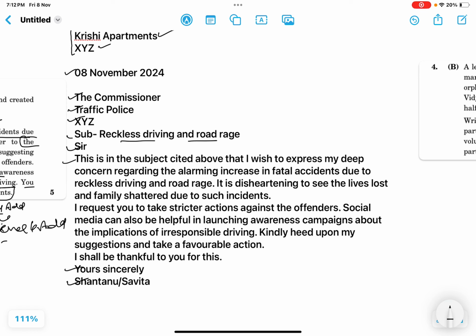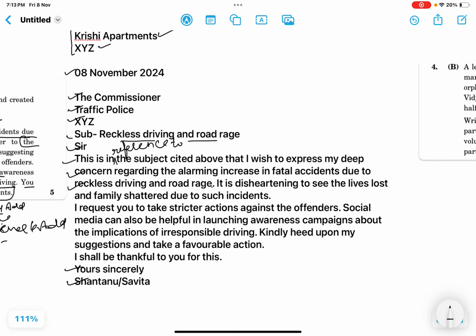Sorry, I have forgot to mention the word reference here. This is in reference to the subject cited above that I wish to express my deep concern regarding the alarming increase in fatal accidents due to reckless driving and road rage. Okay, so this one I have used. Next one or two sentences you are to create.